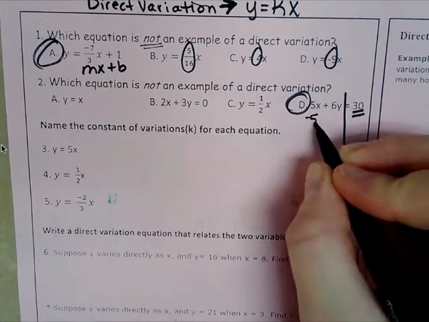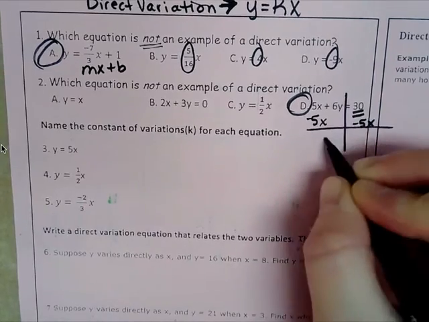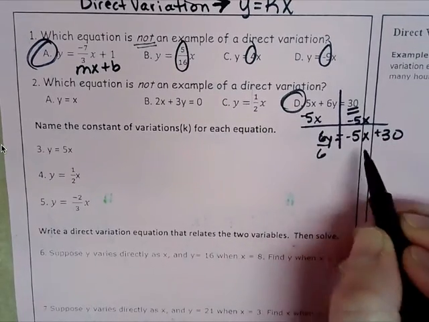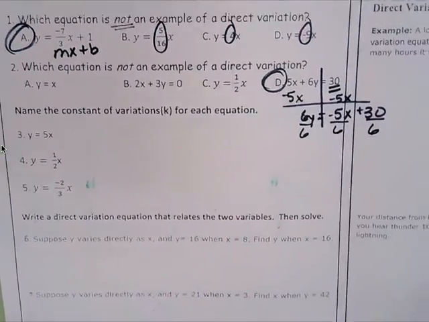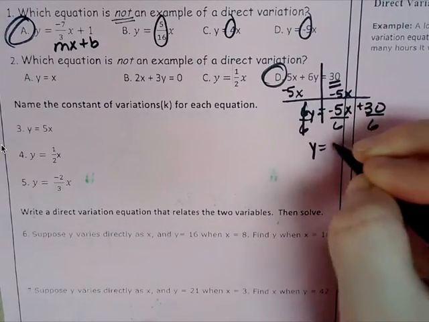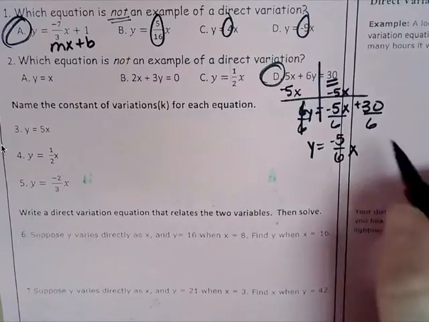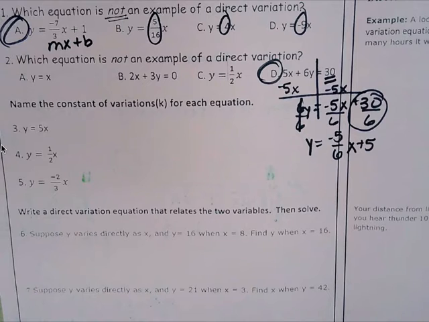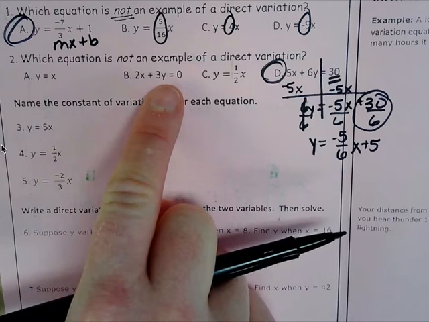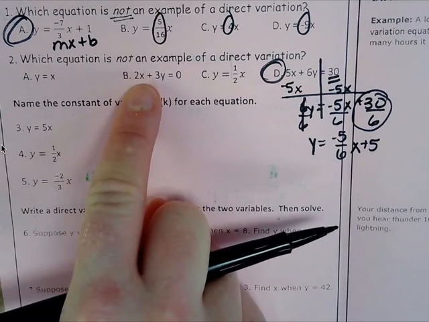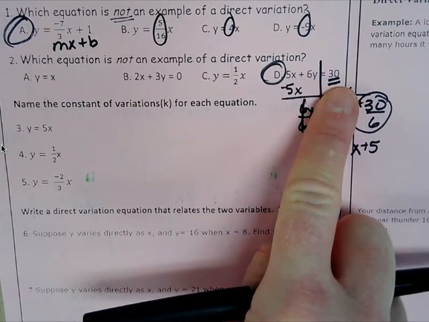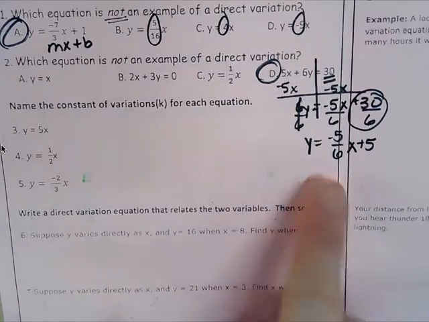So you need to move the 5x to the other side. We get 6y equals negative 5x plus 30. Divide by 6 all the way through. And you get y equals negative 5 over 6x. That's fine, but we still have a plus 5, so it's mx plus b. So that's why it's not a direct variation equation. Over here, you'd have equals 0, right? That's going to just be, yeah, 0 goes away. That 30 will not go away. So that's why this one's not direct variation.